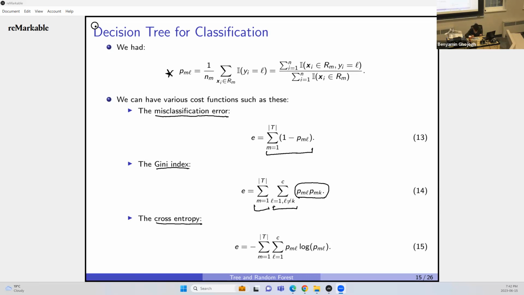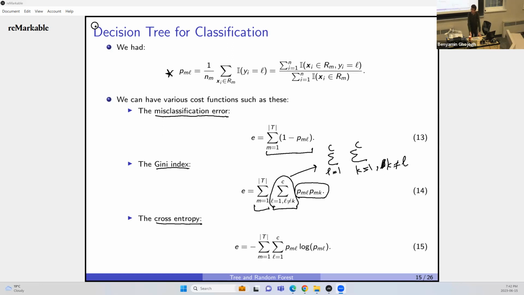Give me a second. I think I need to double check it, but I think this is 2 sums. One sum over L, one sum over K. L from 1 to C, K from 1 to C, where K is not equal to L. Did you get it? Okay.